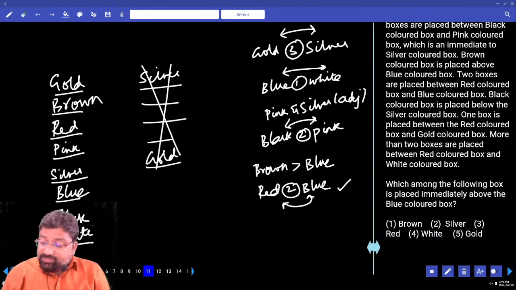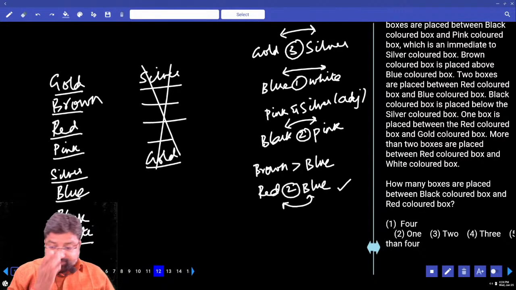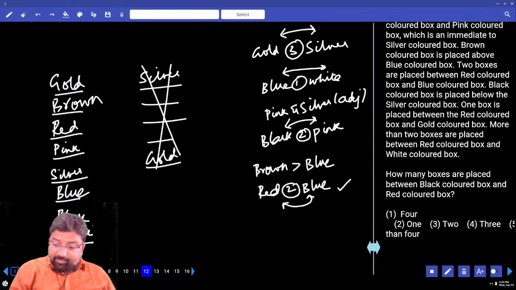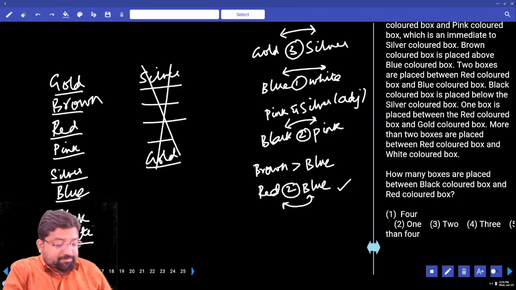Which among the following box is placed immediately above the blue colored box? Immediately above blue is silver. Let's move to question number 12. How many boxes are placed between black and red? How many between black and red? Can you please tell me the number here? Black and red, 1, 2, 3.